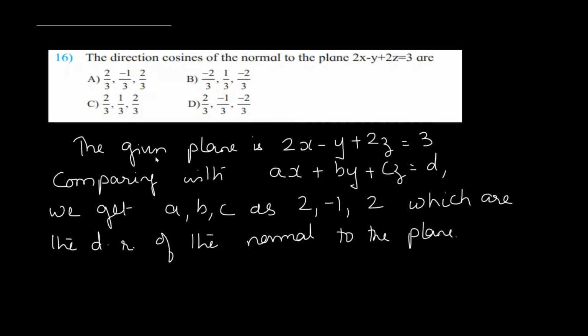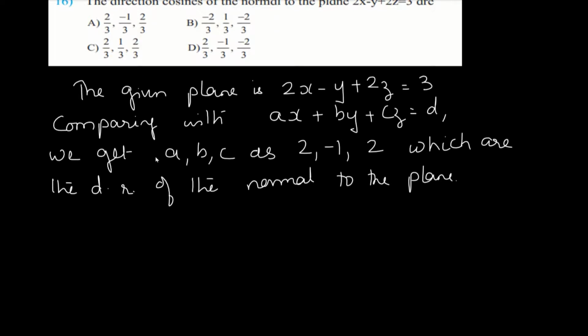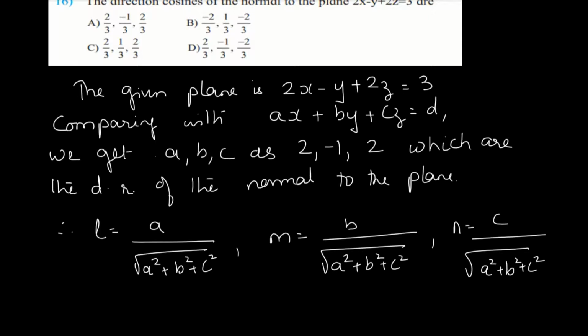Now already you know how to find out the direction cosines from the direction ratios, isn't it? By doing l is equal to a upon root of a square plus b square plus c square. m is equal to b upon again the same thing. And n also the same way. So this sum you can complete as an assignment and check out your answer.